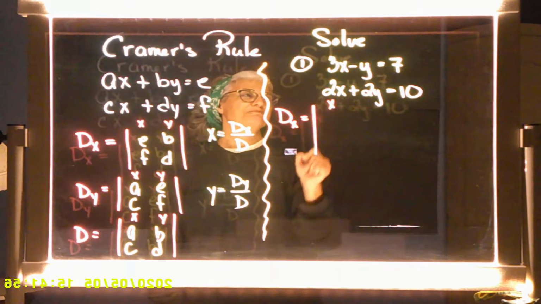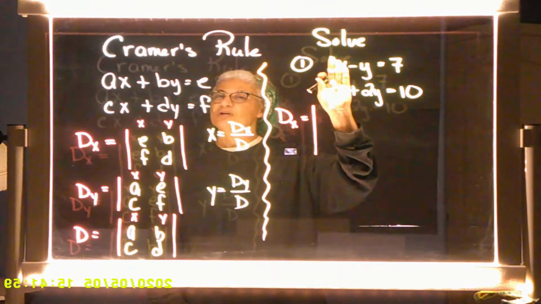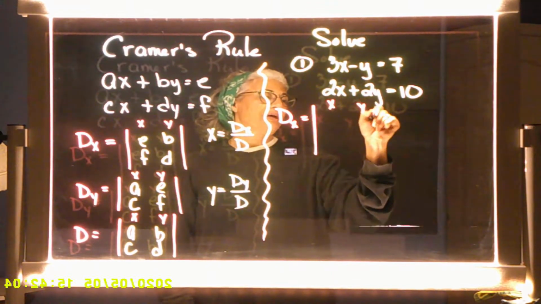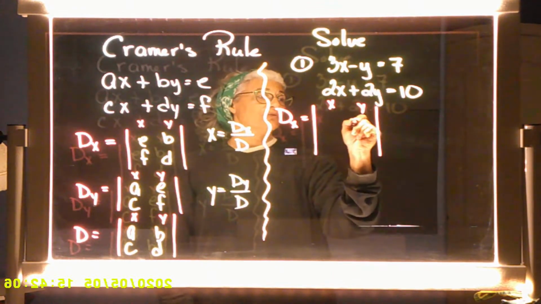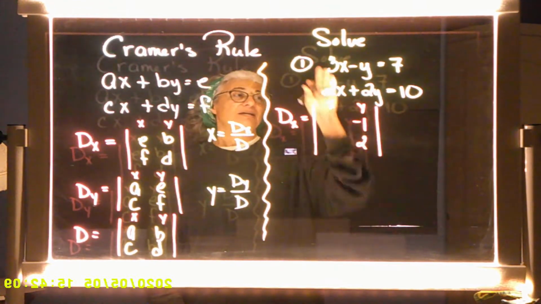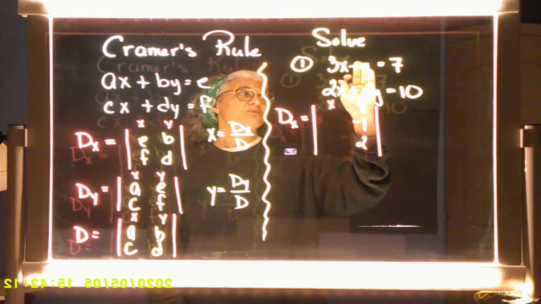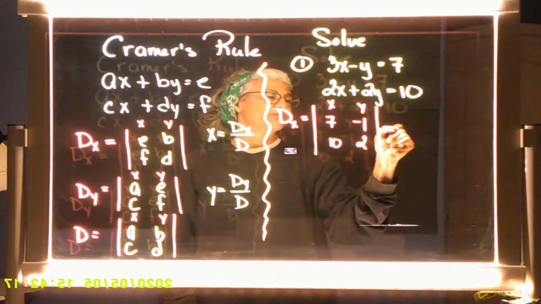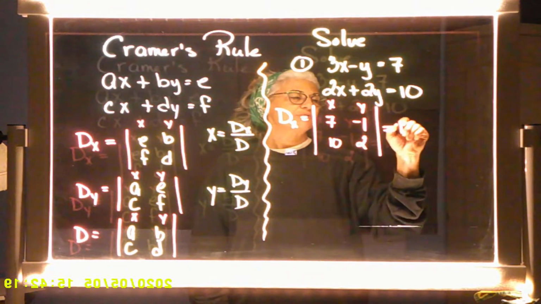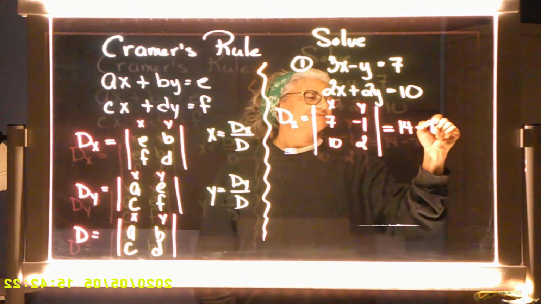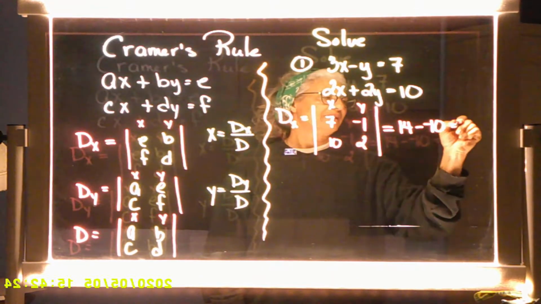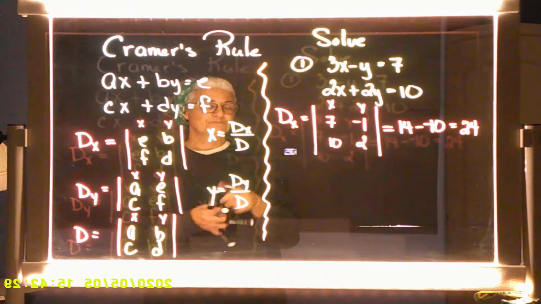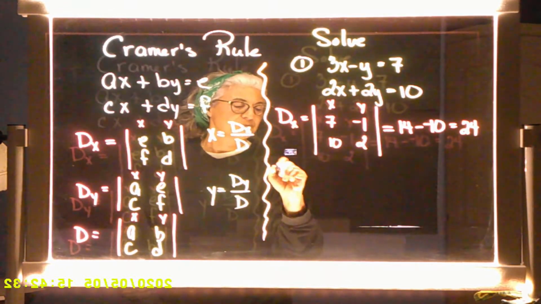So my x column. Can I use x's in it? No, I can't, because I'm trying to define x. What about these y's? These y's go in the y column. Can't use x, already used y, which leaves me that 7 and that 10. So that means we're going to have 14 minus that negative 10, right? Which gives me a value of 24. Cool? Okay, let's find the determinant with respect to y.